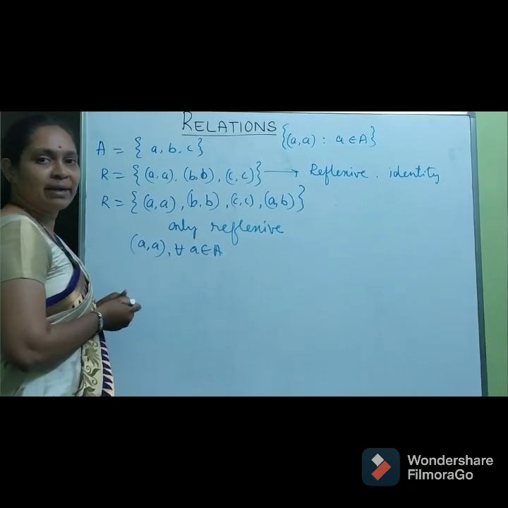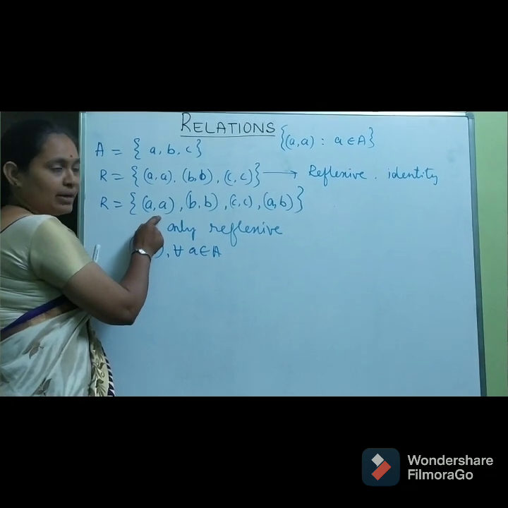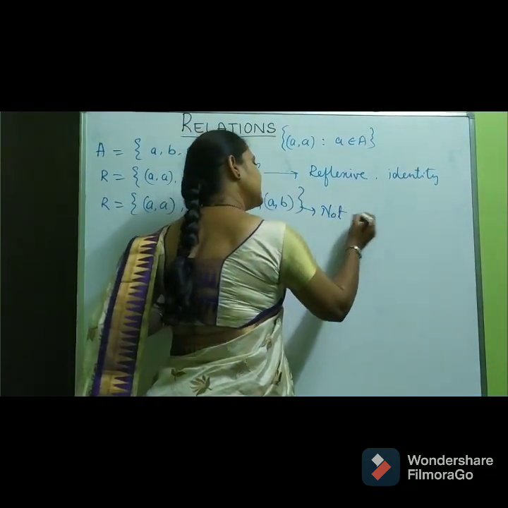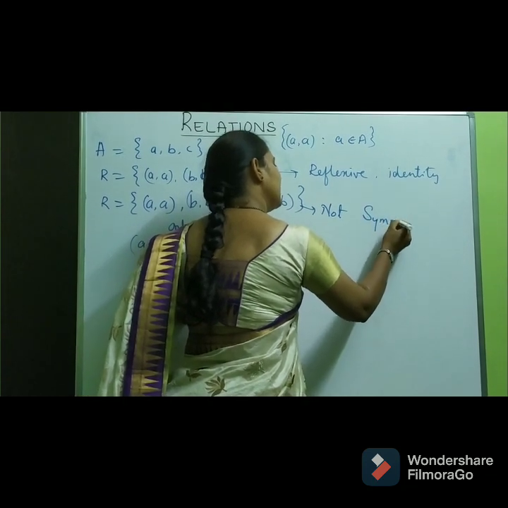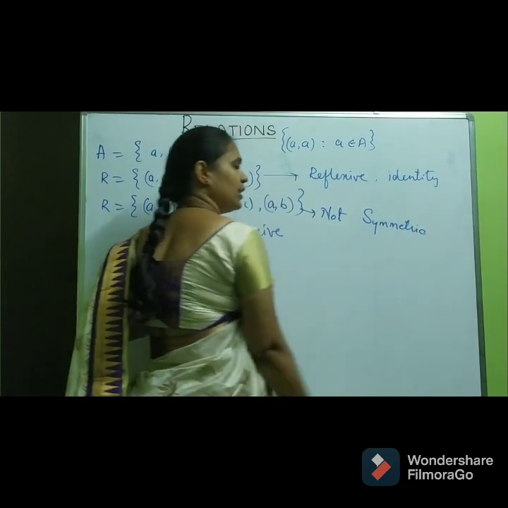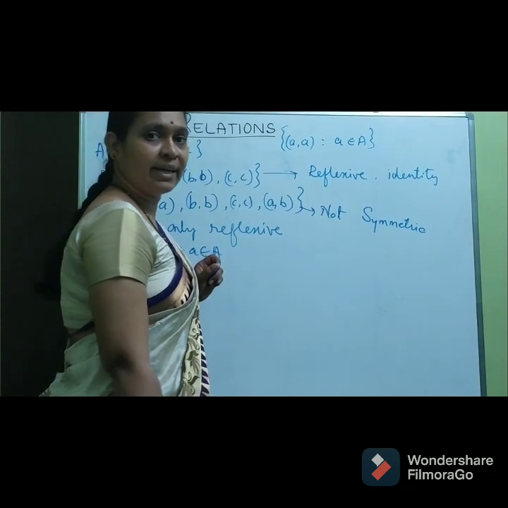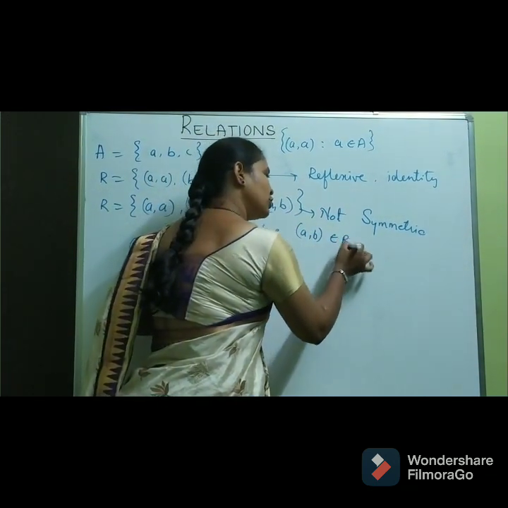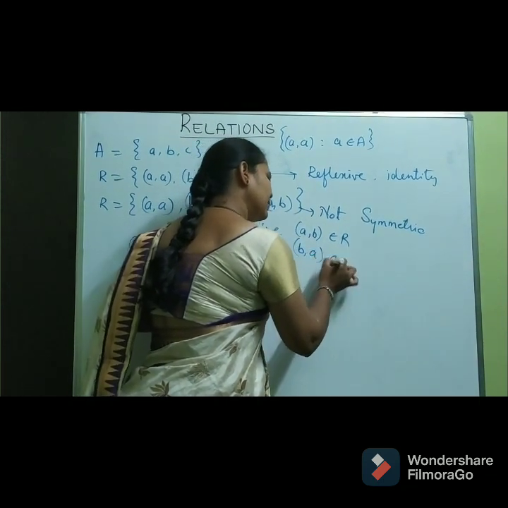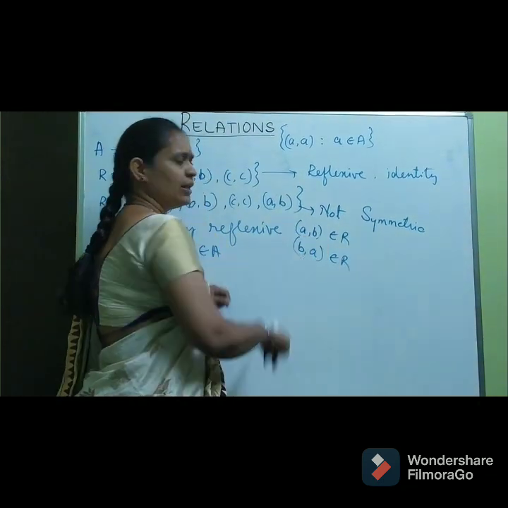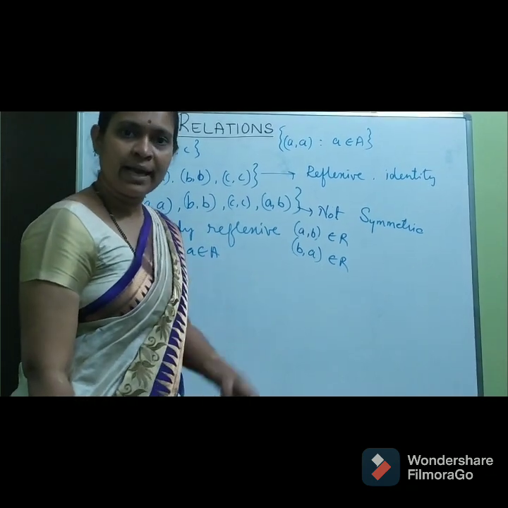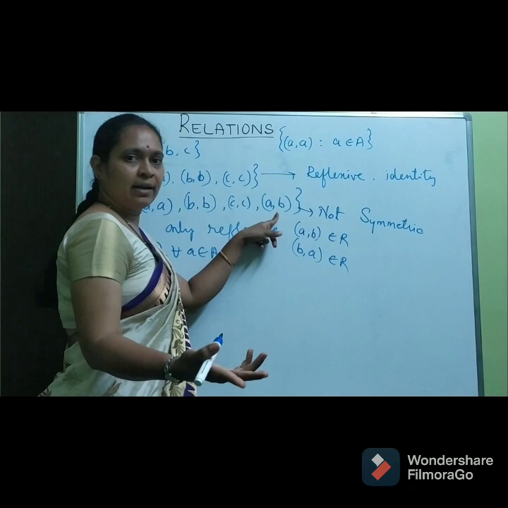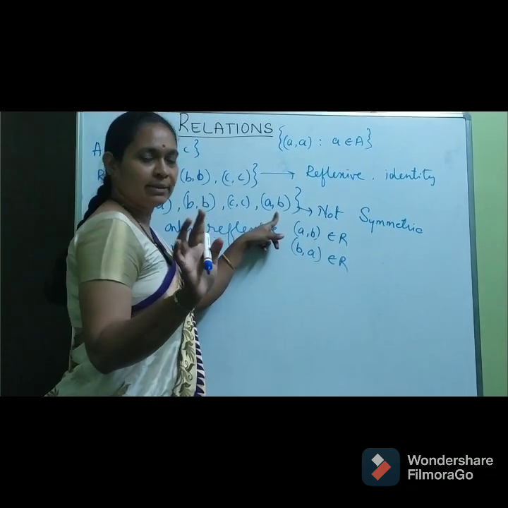We'll go for symmetric. Here I want to tell symmetric. See here, this relation is not symmetric. Why? Can you tell me? What is the definition of symmetric? The symmetric definition tells that if (a, b) belongs to R, then (b, a) compulsorily belongs to R. See, (a, b) is there, but (b, a) is not there. Therefore, it is not symmetric.